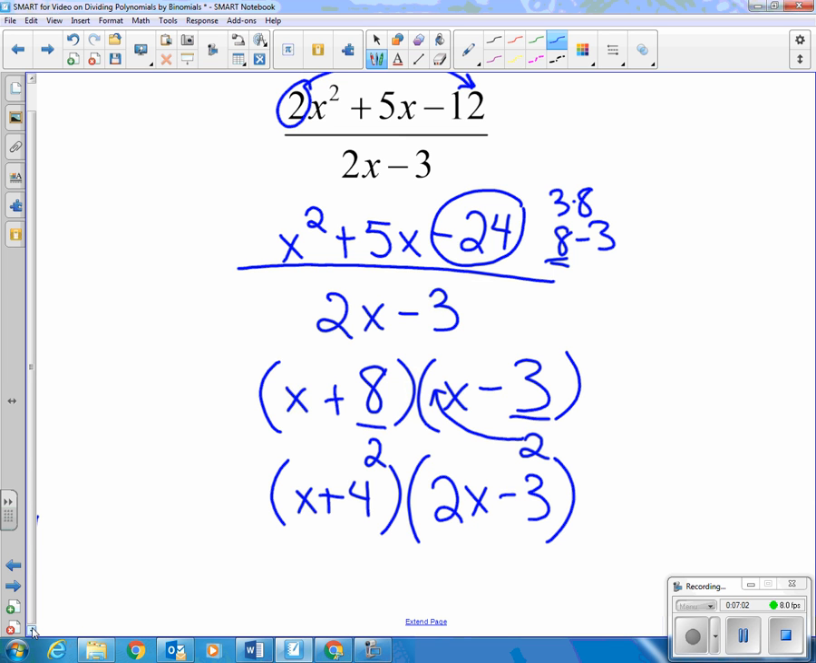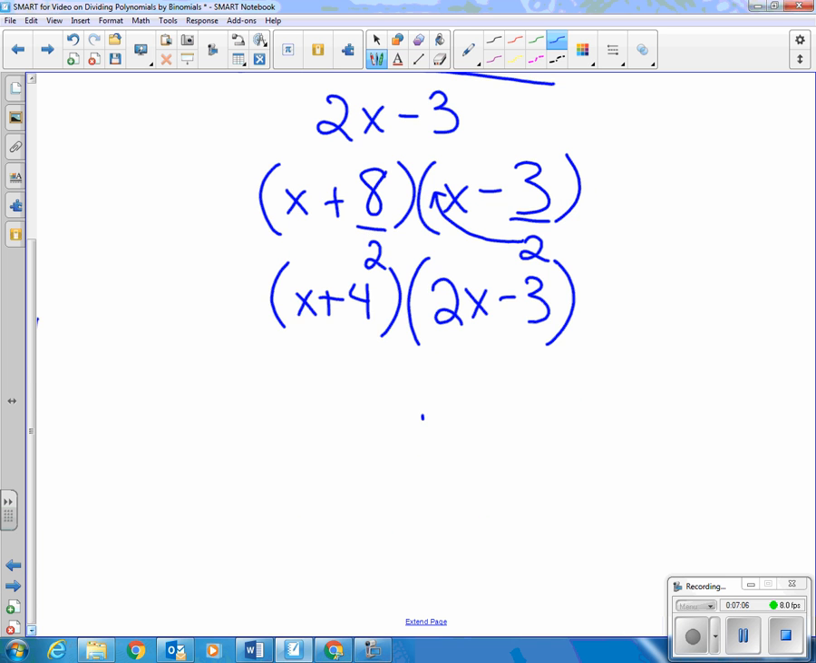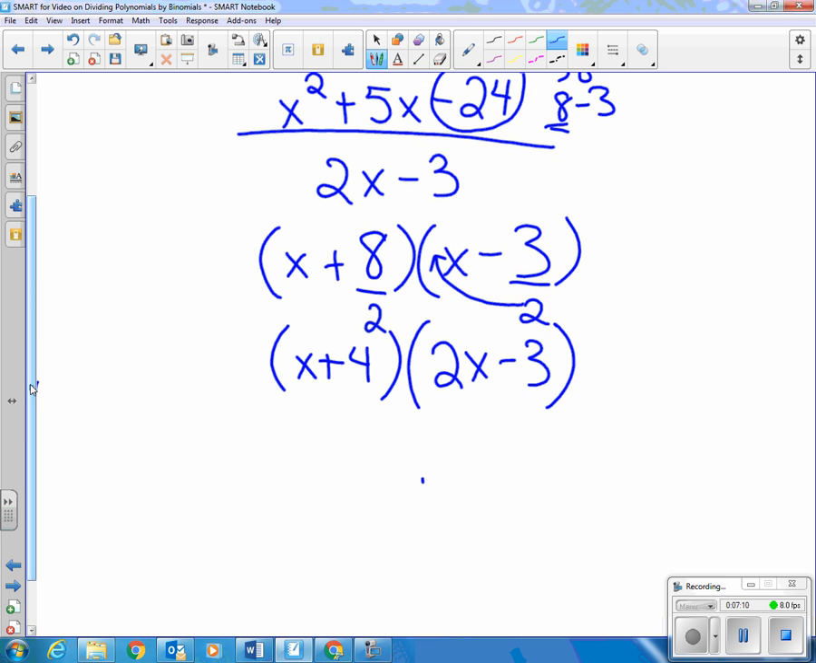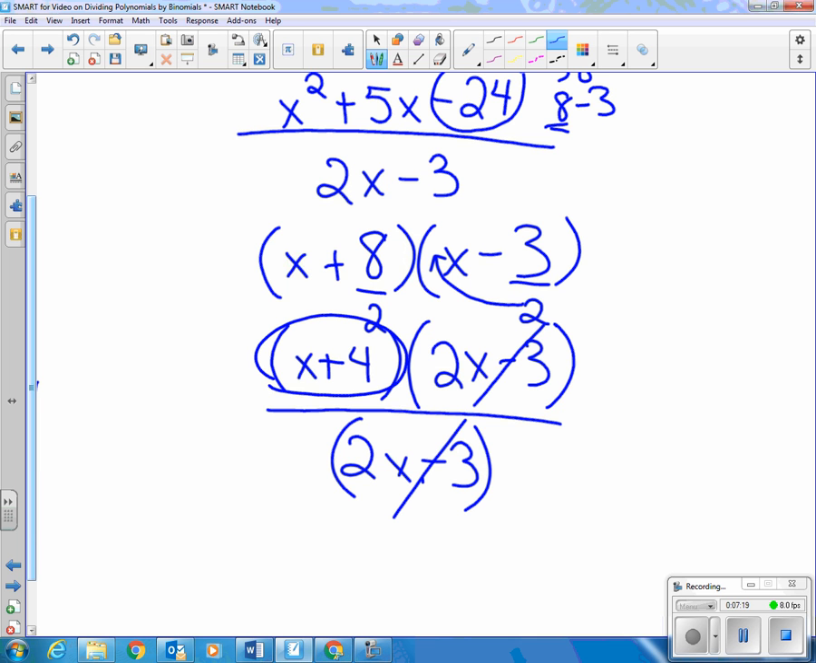And also that should help me out because of the fact that my denominator here is 2x minus 3. And that's what I'm looking for. One of these should be the same. So 2x minus 3, this and this are the same, so therefore x plus 4 is my quotient. This is my final answer here.